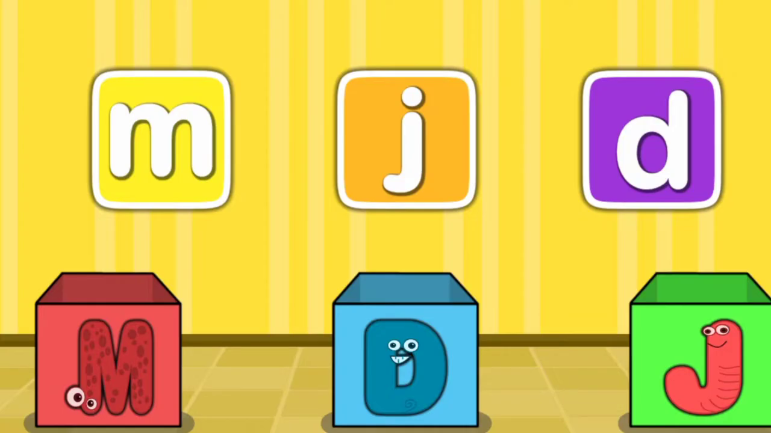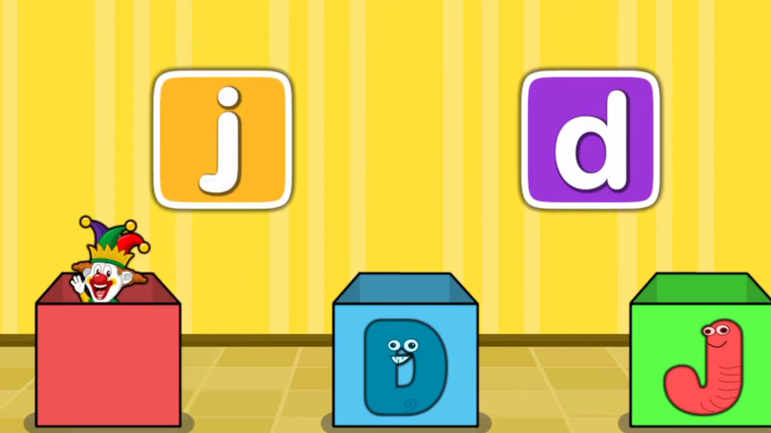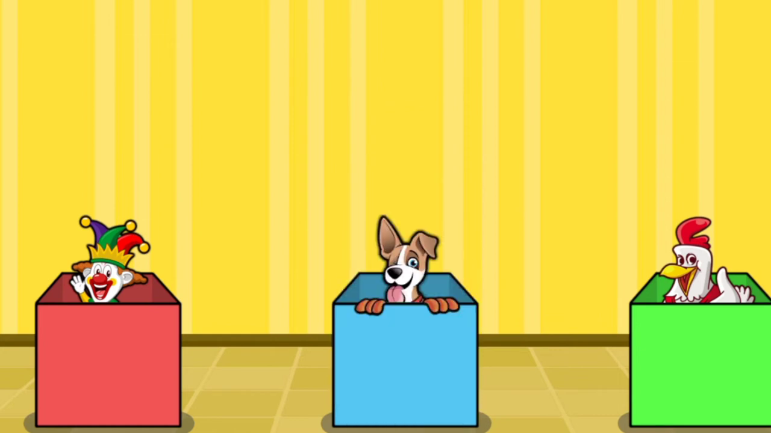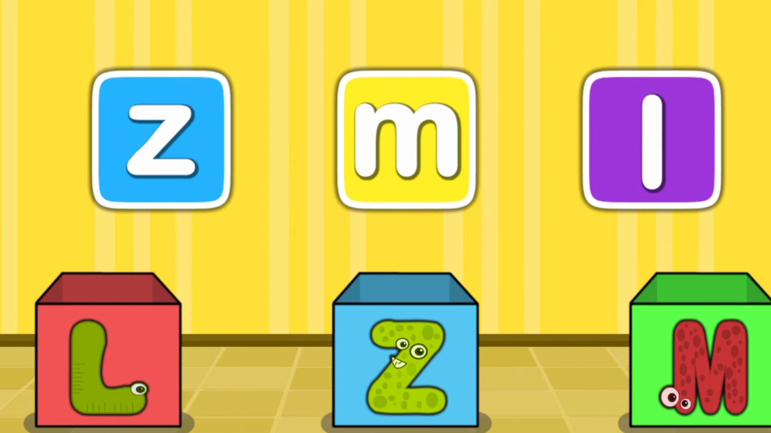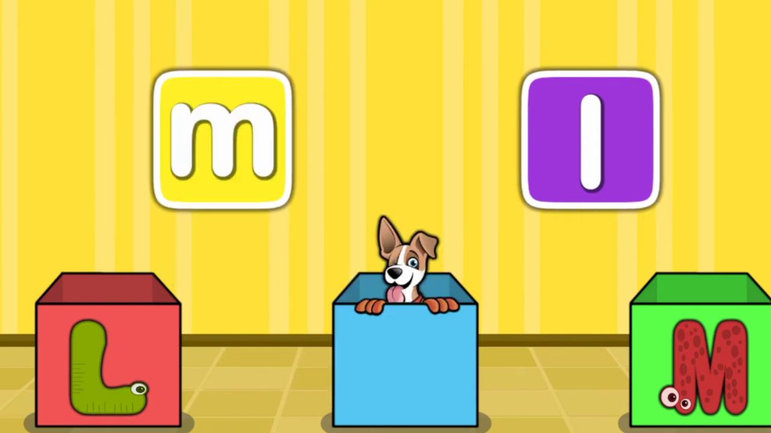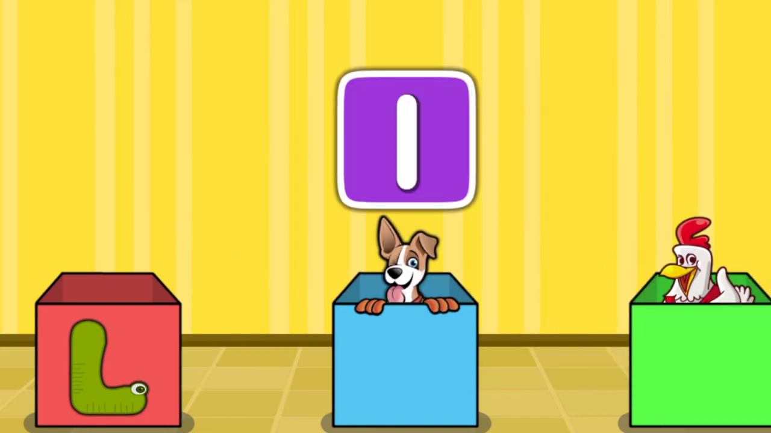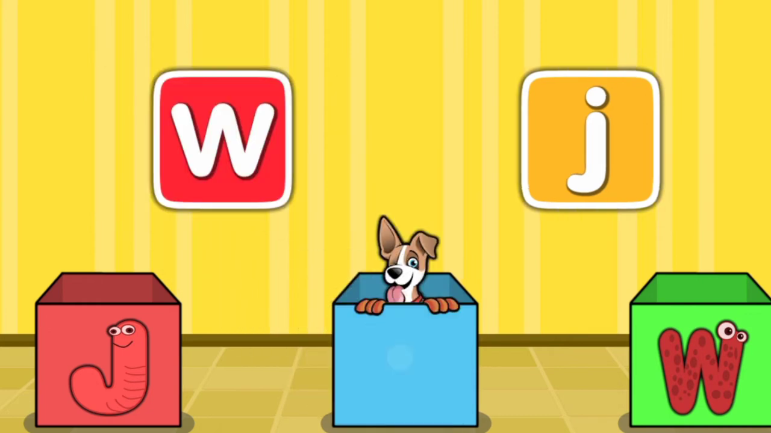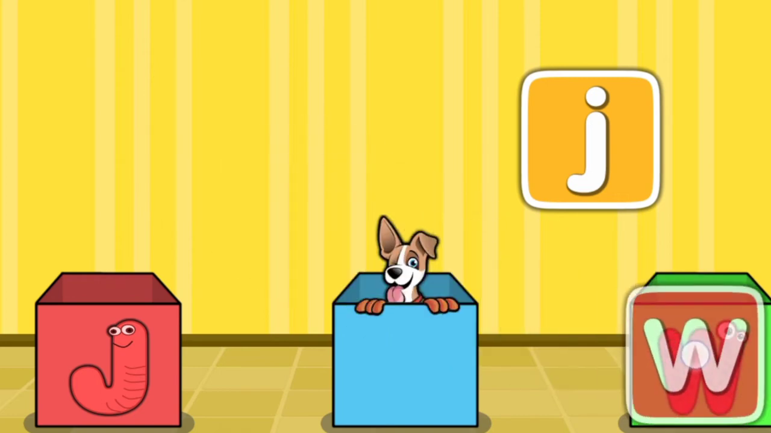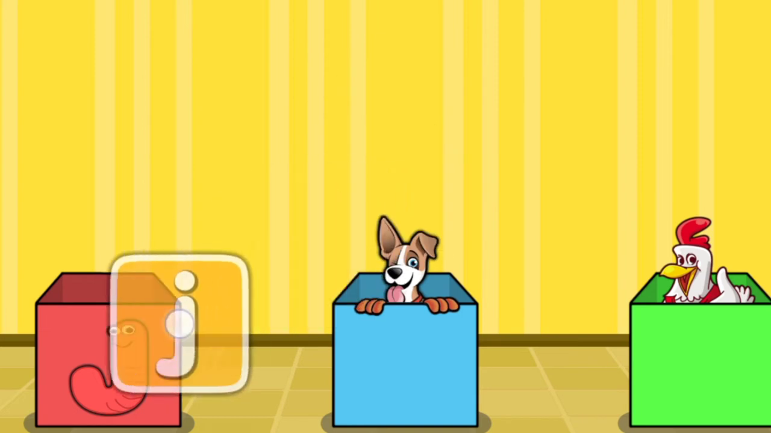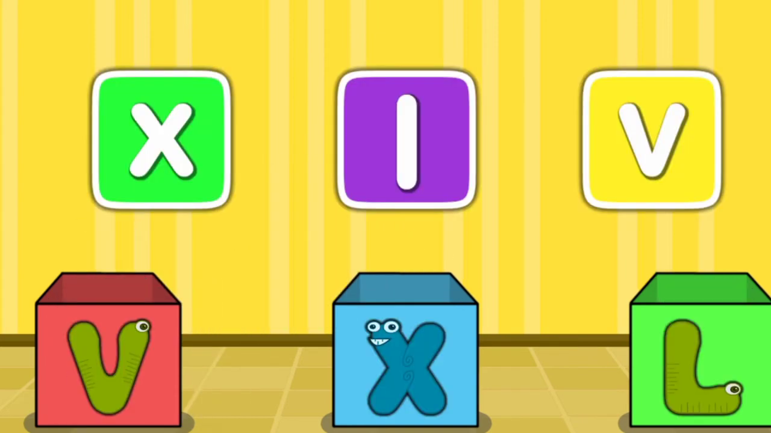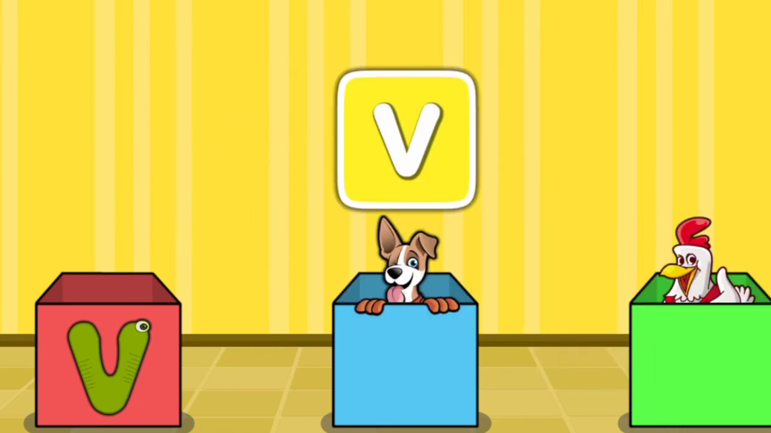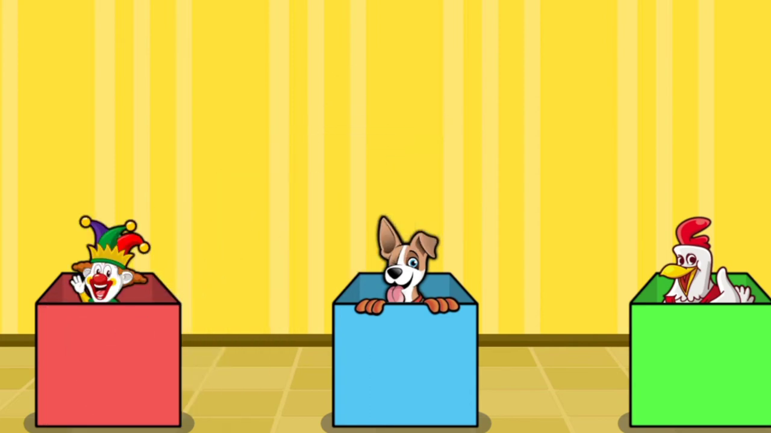Find the matching pairs. M for mouse. J for joker. D for dog. Find the matching pairs. Z for zebra. M for mouse. L for lion. Find the matching pairs. E for elephant. W for whale. J for joker. Find the matching pairs. X for xylophone. L for lion. V for violin.